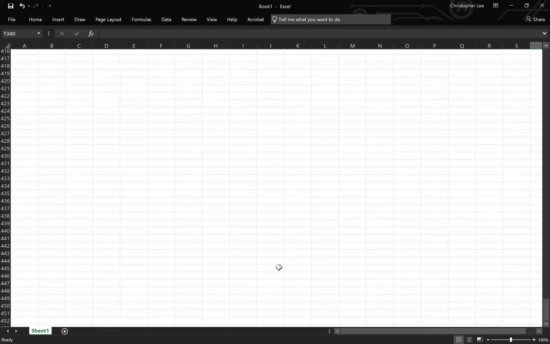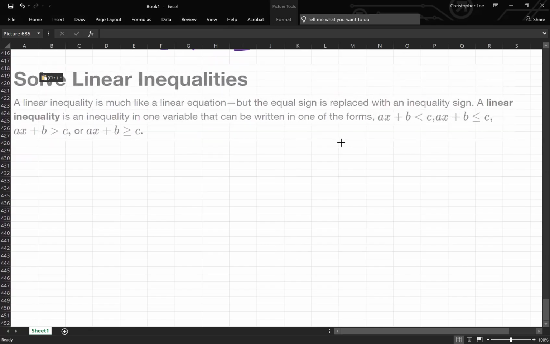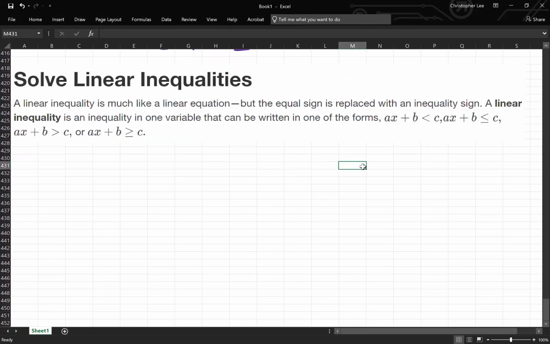So now that we got that out of the way, let's bring what we did yesterday and the day before into the conversation a little bit. All right. So we're going to solve linear inequalities. A linear inequality is much like a linear equation, but the equal sign is replaced with an inequality sign.